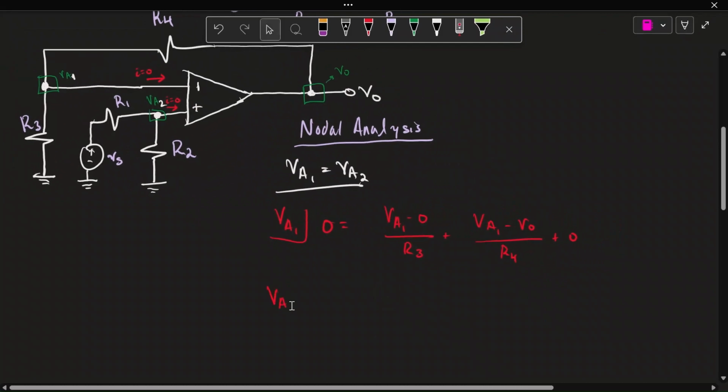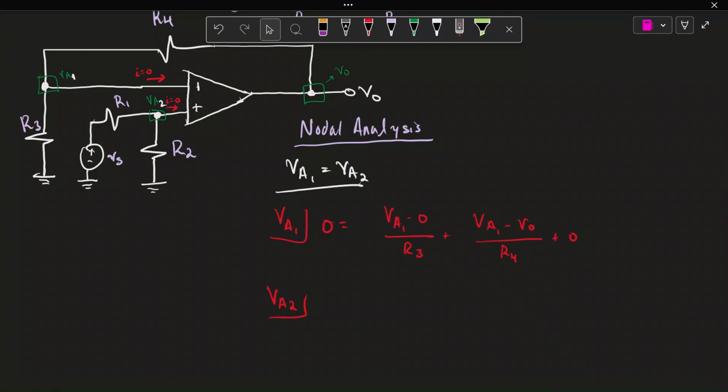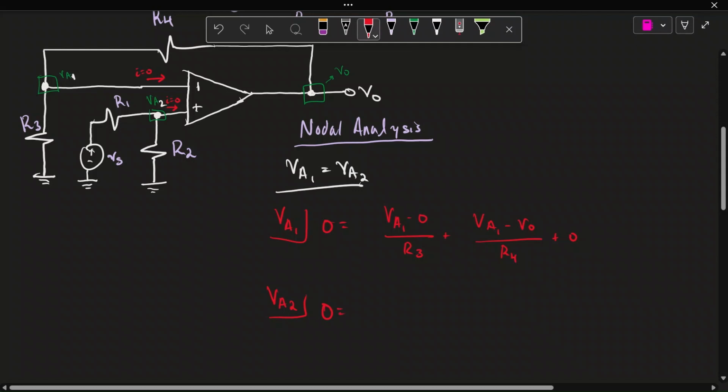Now VA2. VA2 is a little different. They're not in parallel or in series. So how are we going to do this? Well, let's just create, again, nodal analysis, create node voltage equations. So start with VA2, and we'll go through the voltage source and that R1. So VA2 minus VS divided by R1 is the current through R1 plus VA2 over R2.